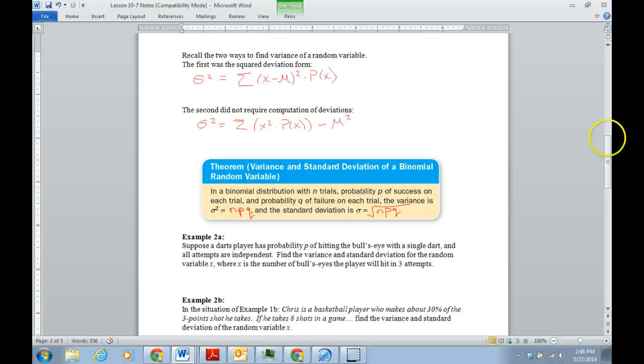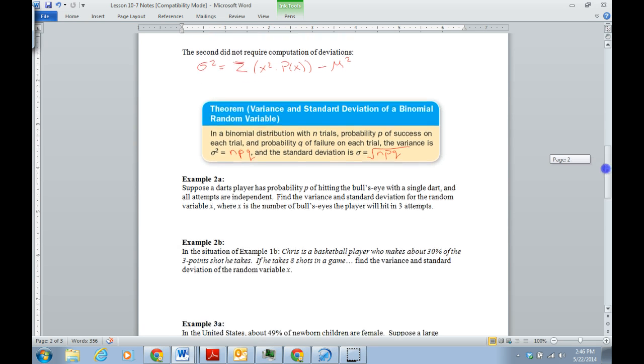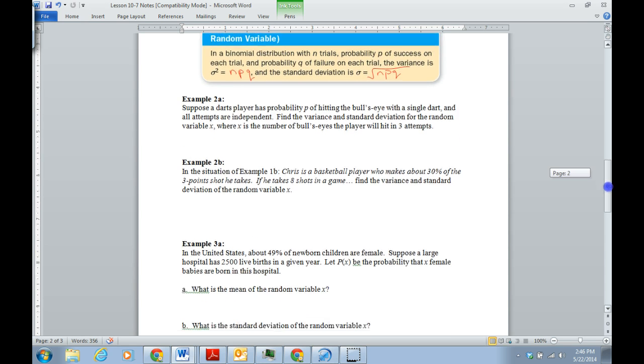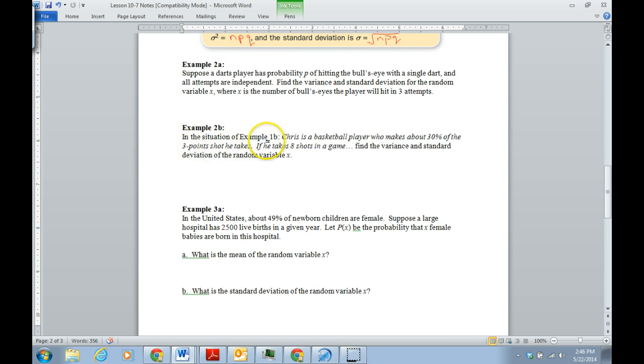Okay, so I'm going to skip number 2A because that's theoretical and it wants to show you how we get to this. I want to go to 2B and 3A. So in the situation of example 1B, Chris is a basketball player who makes about 30% of his 3-point shots. We just talked about him a few minutes ago. 0.3 is his probability. n is what in this case? 8. And what is q? 0.7, because it's 1 minus 0.3. So his variance is going to be 8 times 0.3 times 0.7, and that happens to equal 1.68.